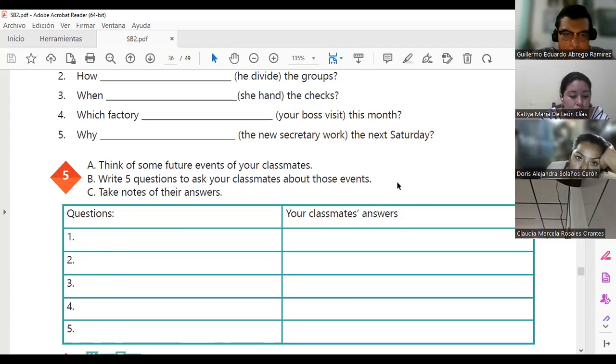Remember that we are in the present continuous. Don't ask questions like, for example, where do you live? Because where do you live is simple present. We are asking WH questions with the present continuous.